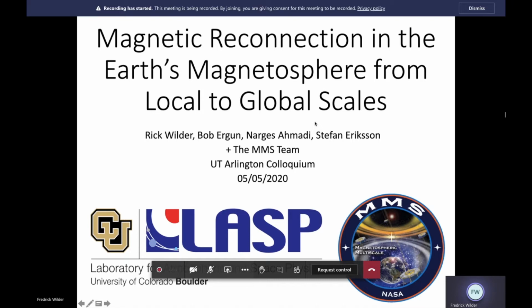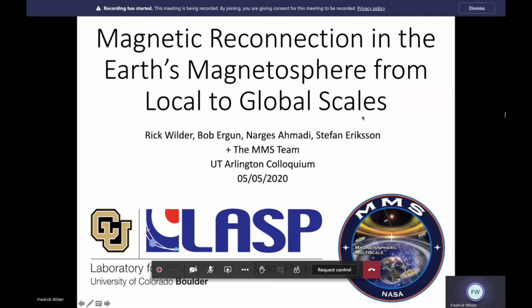So, hi, everyone. My name's Rick Wilder. The past several years, I've been working on the NASA Magnetospheric Multi-Scale Mission, which you can see in a little circle at the bottom. I'm going to talk a little bit about that, and some of my other research that's not involved with MMS, and try to say how I think it all ties into this upcoming drive center that UT Arlington has to study interhemispheric asymmetries in the magnetosphere.